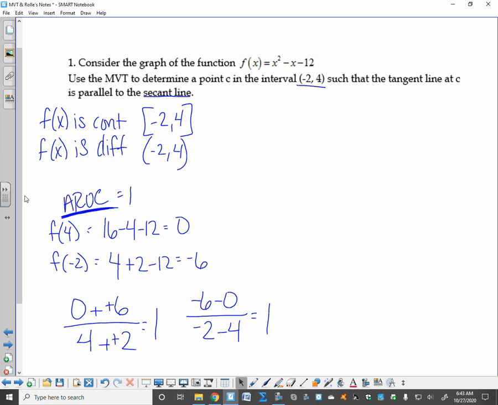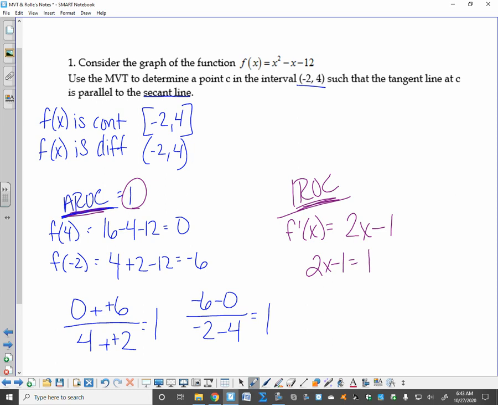So now to find my IROC, I'm going to take the derivative of f of x, because that finds me the slope of the tangent line at any given point, and that's 2x minus 1. Now, I want 2x minus 1 to equal 1 because parallel slopes are equal. And I want my IROC to be parallel to my AROC, or to be equal. So 2x minus 1 equals 1. Well, then I just solve this. Add 1, divide by 2, I get x equals 1.